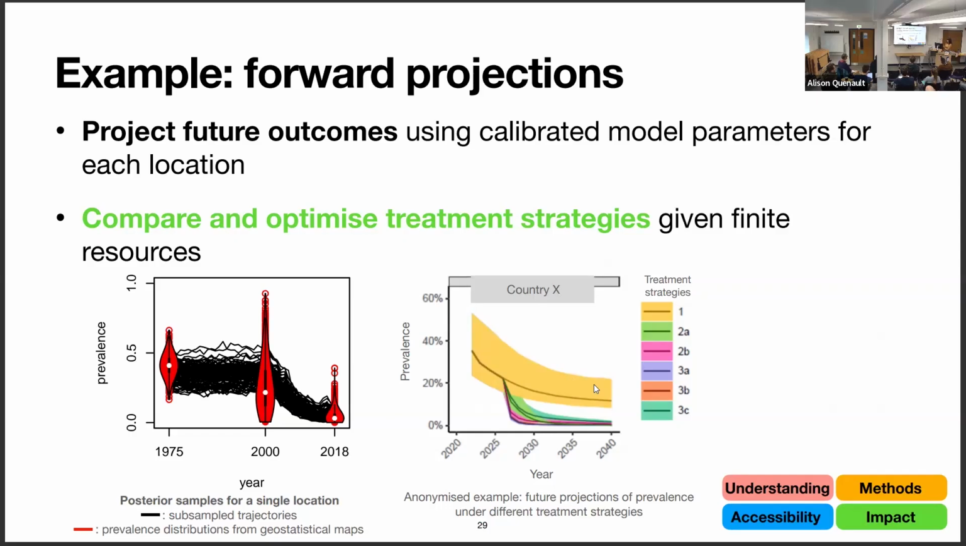What will transmission look like in 2040 compared to alternative scenarios where we might be treating more often, or increasing the coverage of how many people we're treating at a time, maybe a hypothetical new drug or vaccine? We can do these projections and see that if we went with scenario 1, we're not really doing much by way of reducing prevalence, as opposed to these more intensive scenarios.